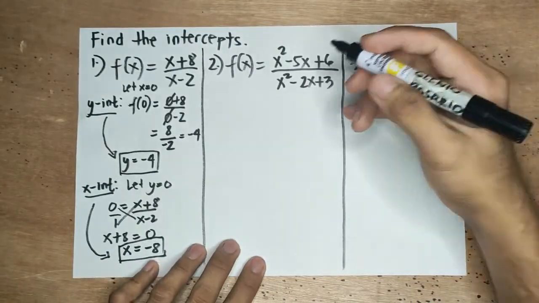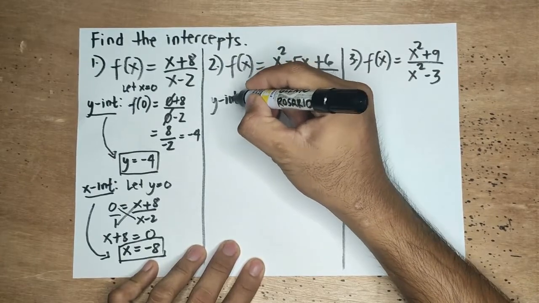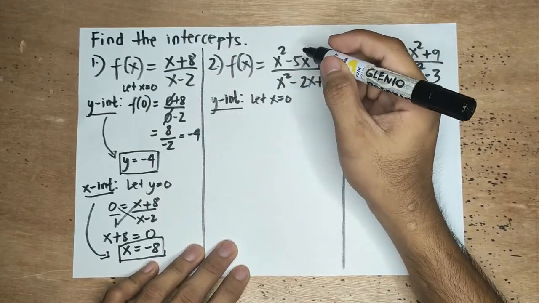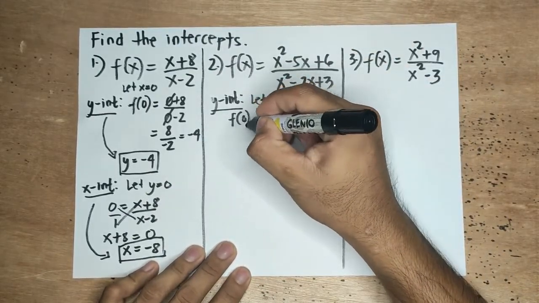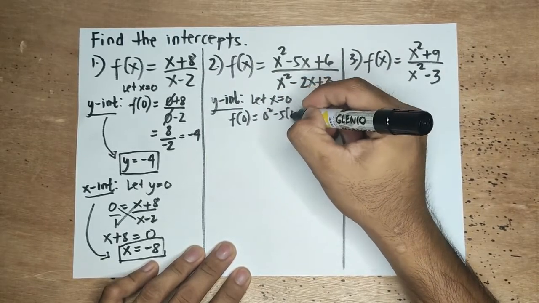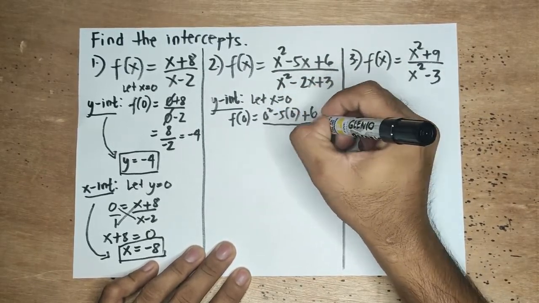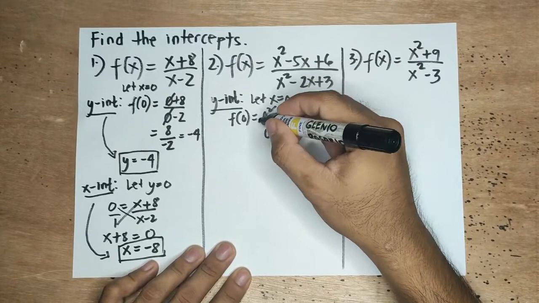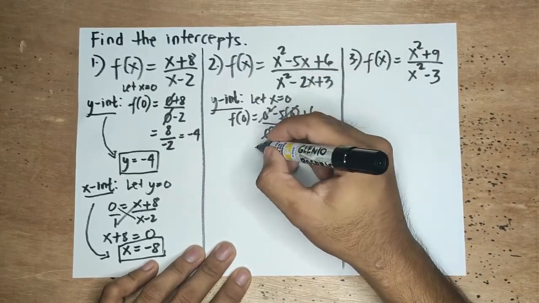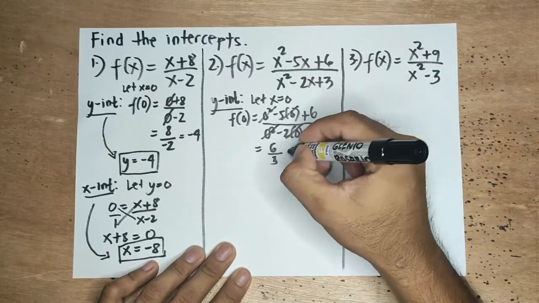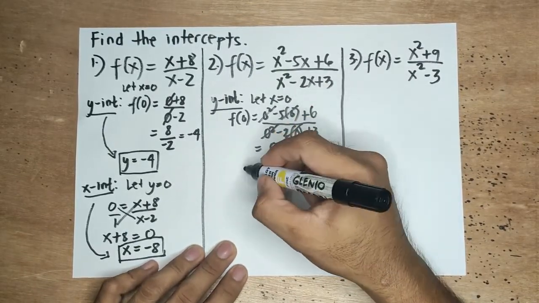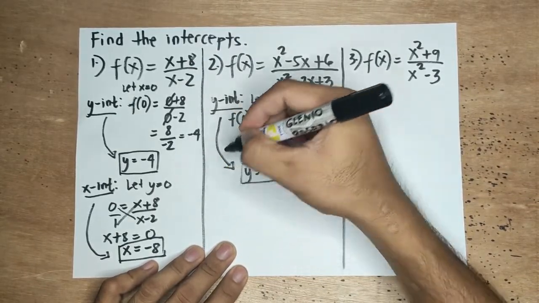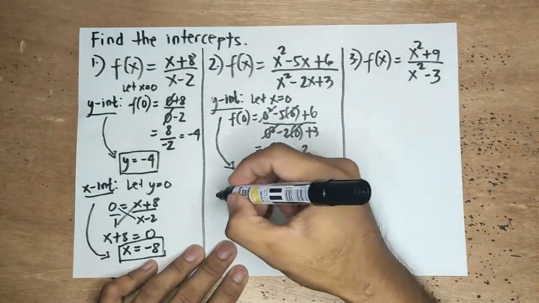Second example, in obtaining the y-intercept, we let x be equal to 0. So, nag-0 na lahat yan. F of 0 is equal to 0 squared minus 5 times 0 plus 6 all over 0 squared minus 2 times 0 plus 3. 0, maalis na yan. 0, maalis na rin yan. Ang naiwan ay 6 all over 3, or that is positive 2. So therefore, our y-intercept is positive 2.